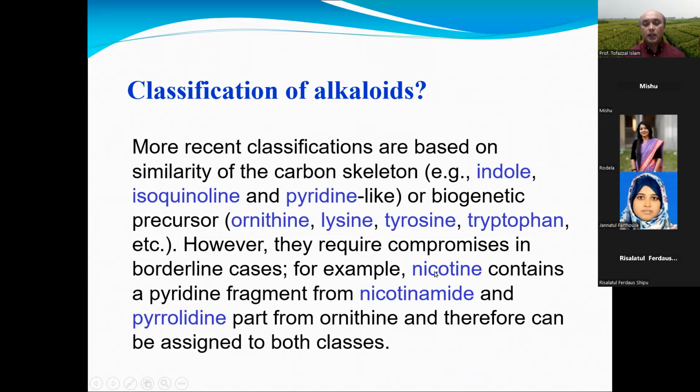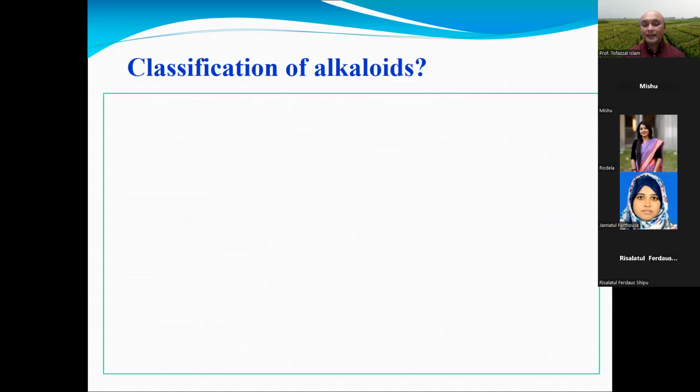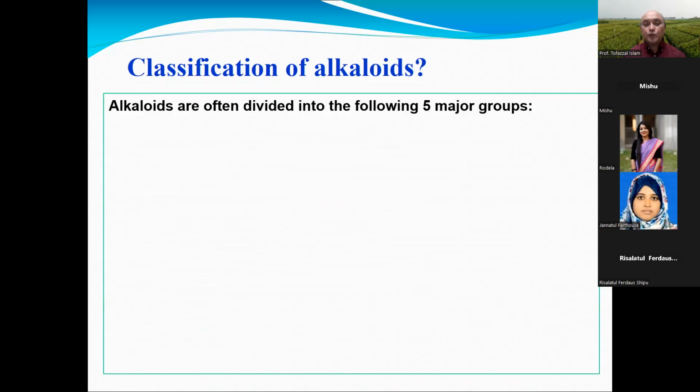For example, nicotine contains a pyridine fragment from the nicotinamide and a pyrrolidine part from the ornithine. That means nicotine, when biosynthesized, which I shall discuss later on, is also derived from a couple of amino acids. And based on the genetic origin, their names are also given, and they are classified like that. So alkaloids are often divided into five major groups.